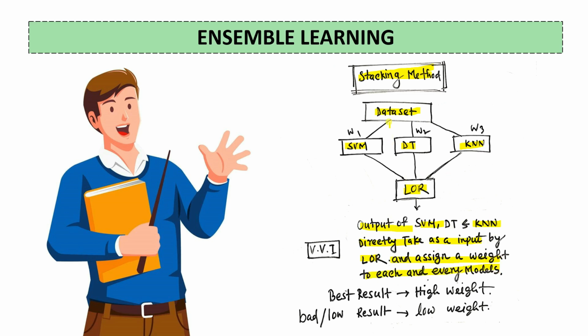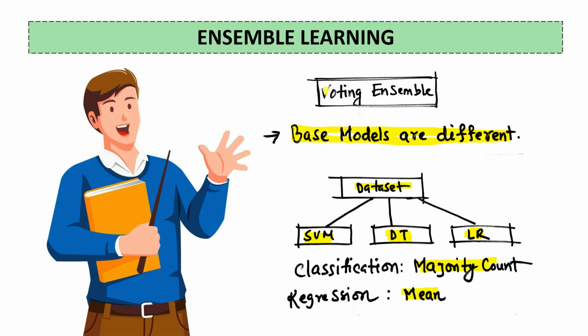That means the data set is passing through these three models, and the three models' outputs are passed as input to this LR, and this LR gives some kind of weight. So how is the weight actually initialized? Let's say SVM gives me high accuracy on this data set, that means it gets a high weight. The best result gets the high weight, and a low or bad result gets a low weight. This is how we initialize the weight for each of the machine learning models. This is how the stacking method works, and this is how the voting ensemble works.